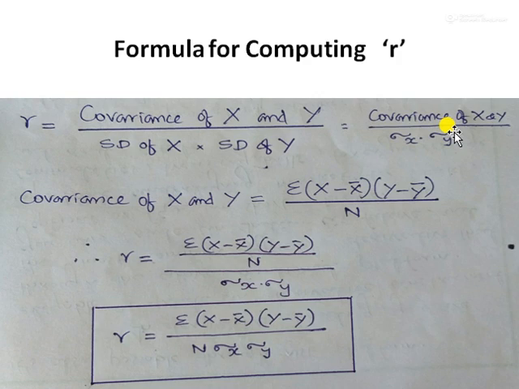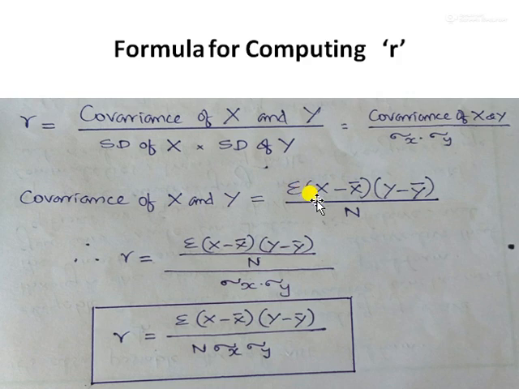Here the denominator part is standard deviation of x into standard deviation of y, and the numerator is covariance of x and y. Then what is this covariance of x and y? Covariance of x and y can be computed as sigma of (x minus x bar) into (y minus y bar), whole divided by n. This is the formula for computing this covariance.